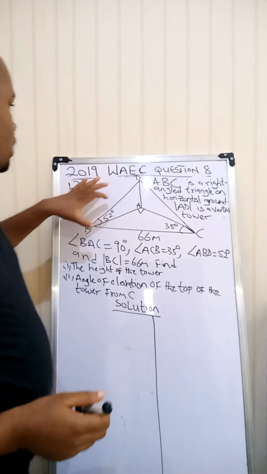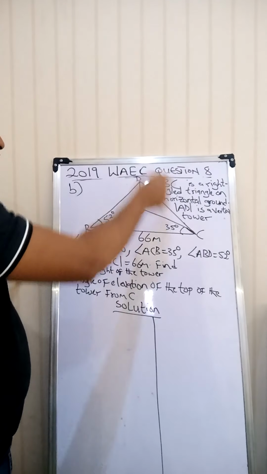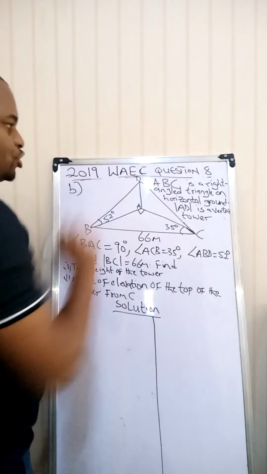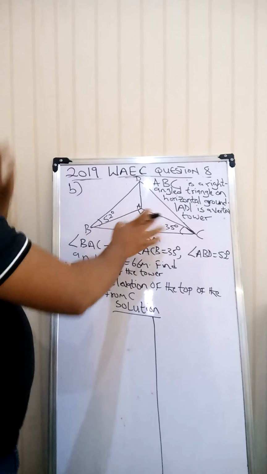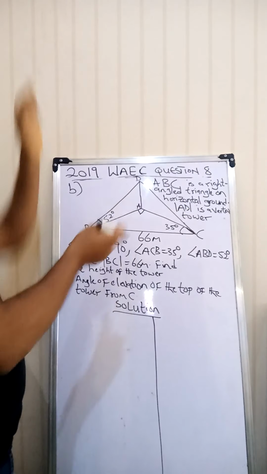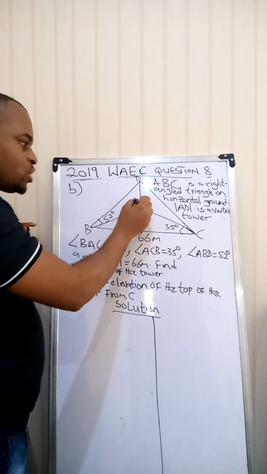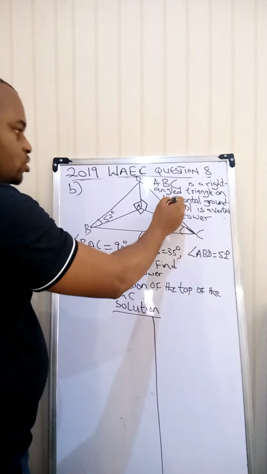So quickly we'll be seeing what the B part of the question states. Alright, we have our B part of the question. It gave us a diagram, BDC. It says ABC is a right angle triangle on horizontal ground. If it is on horizontal ground, what does that tell us? They said AD is a vertical tower. This is the vertical tower. Because it is on horizontal ground, it means the angles it makes at this point will all be 90 degrees, because of this word: it is on horizontal ground.